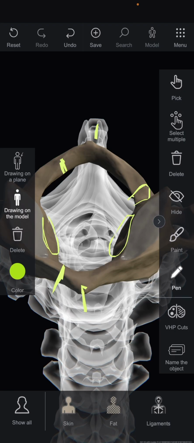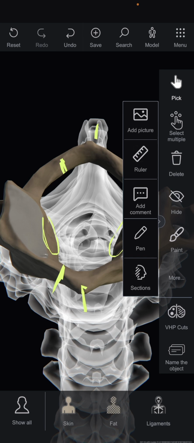Sulcus means a place where arteries, veins or other vessels are passing. This means here we have the groove for the vertebral artery, this area which I highlighted. These are the formations.